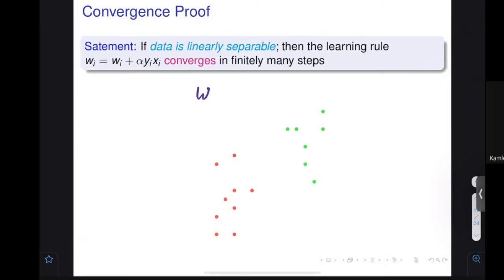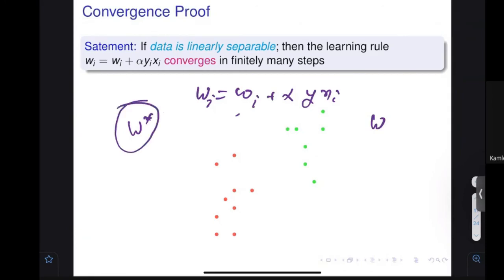that if I say W_{i+1} = W_i + alpha times y x_i, it is going to converge. It is ultimately going to give you the right value of W. Let me say that the right value is W star, because we started with some W and we don't know the right value of W. So this is not the right W. Let me say that there is some right W, that is W star.